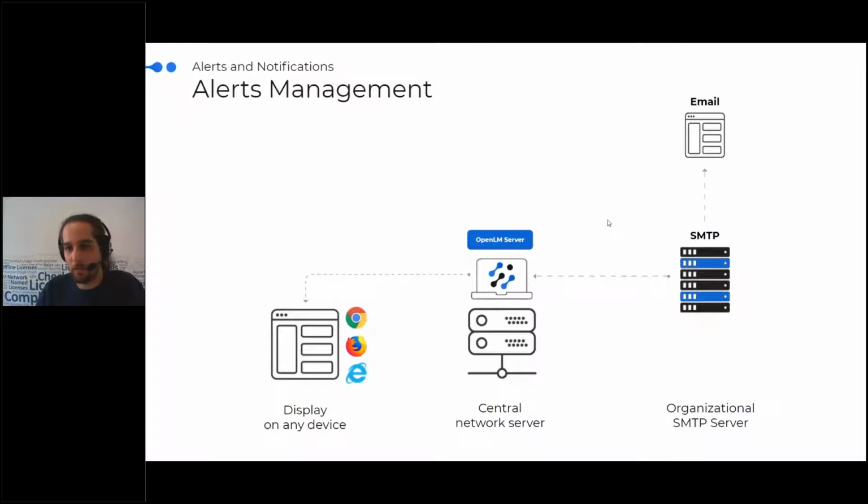So what will you need? First of all, you will need an SMTP server because you'll need to get a verification code to your email, and the email could only be sent if you have your SMTP server configured in OpenLM. So we'll see how to do that as well.